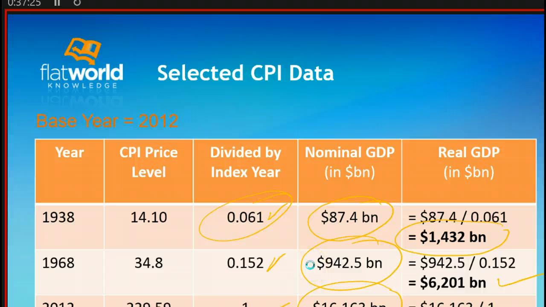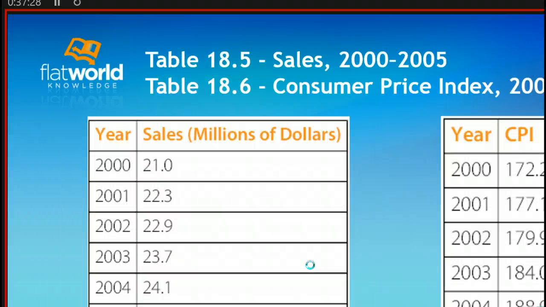$16.163 trillion. How would I do this for an individual, let's say? Well, your book gave you an example of a store, and they're looking at the last 5 or 6 years of their sales, and they see, well, in 2000 I had $21 million of sales. Then it went up to 22.3, to 22.9, and all the way up 5 years later to 24.7. I also know this was the CPI for each of those years. Well, how can I take that information and figure out what the real sales growth was?